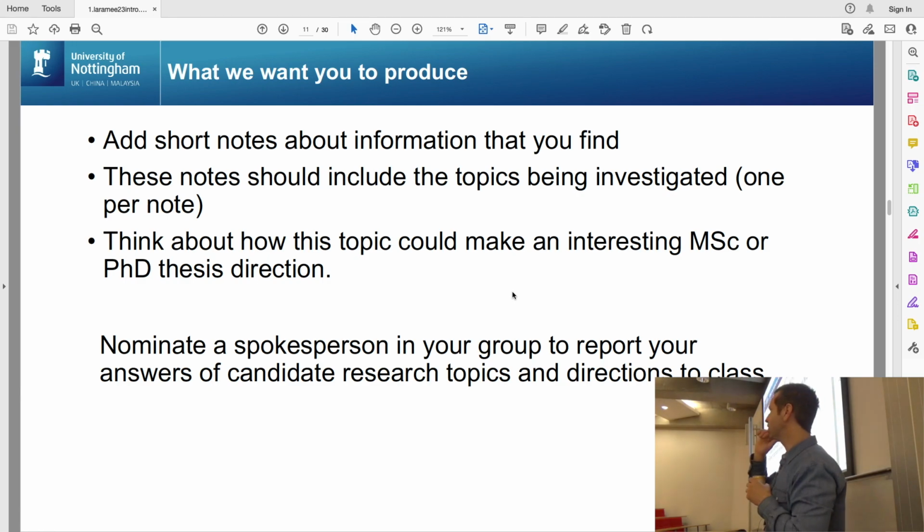Any other interesting directions that people found? Cybersecurity is huge. The demand for experts in cybersecurity is unlimited right now. Anybody else find some interesting research directions? Any other volunteers? Did this group find anything interesting?